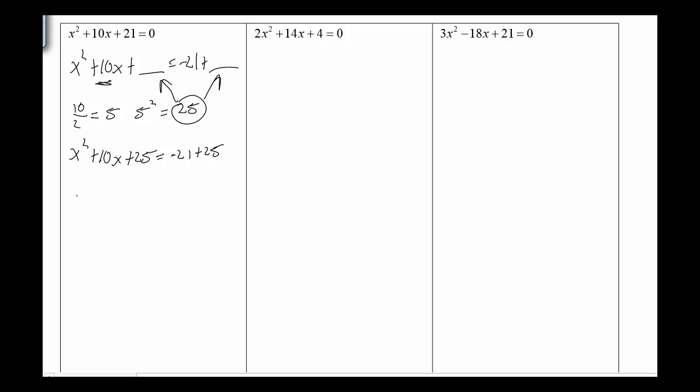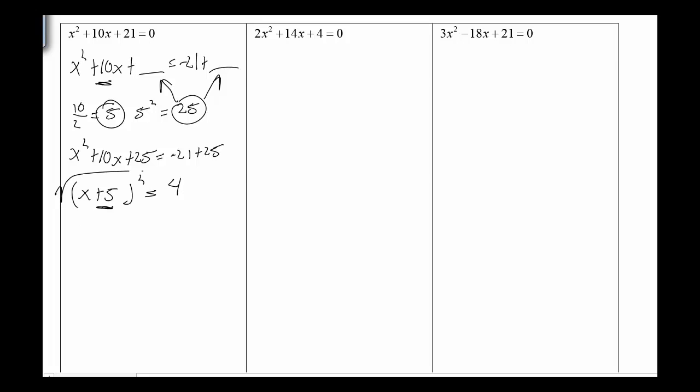And the left side is perfect for that. It's that perfect square trinomial, so that factors into x plus 5. So that number there ends up going in that position. And on the right side, we happen to have 4. Okay, so this is where the square root method is now going to take over. Completing the square got us to this point, so now we're going to finish this thing off with the square root method.